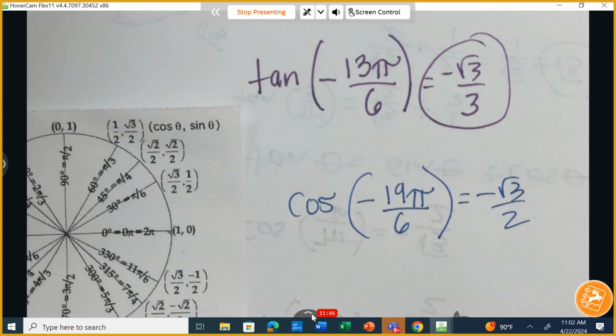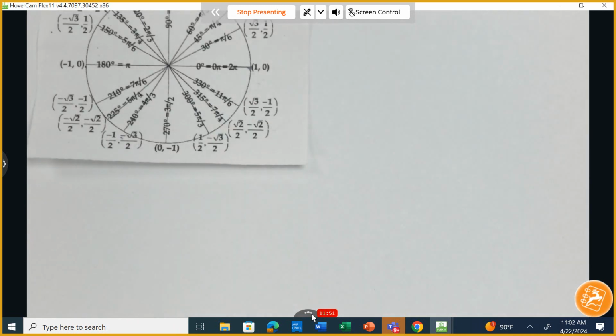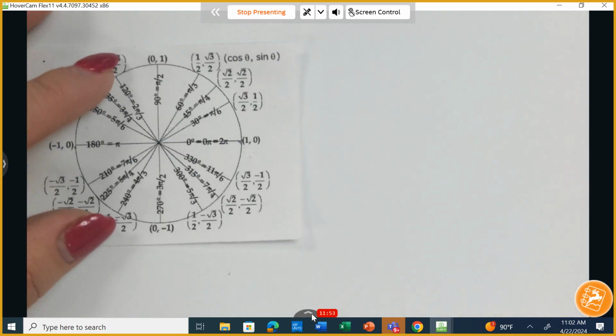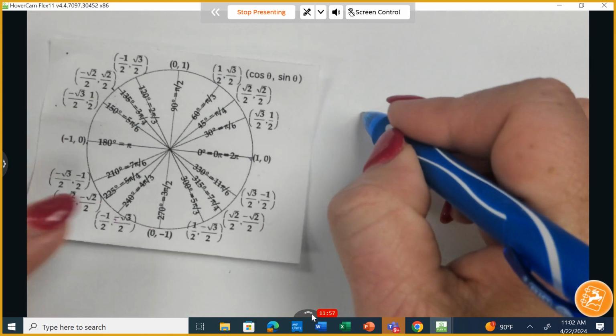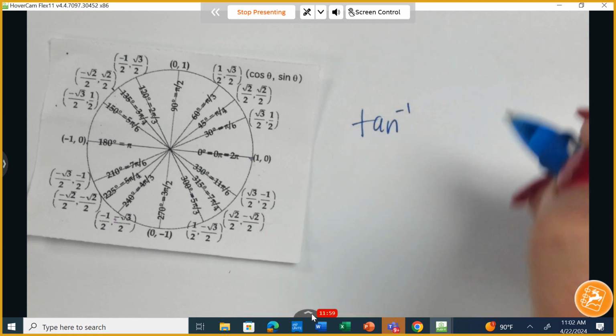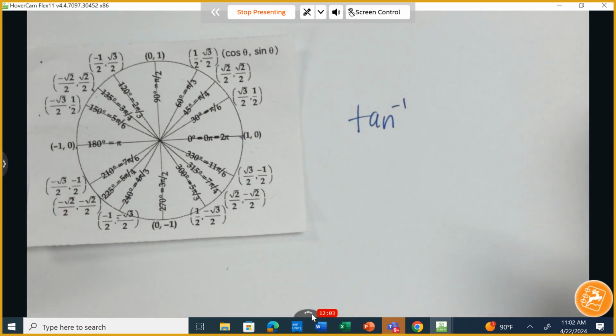So next up, I want you to try it on your own without your partner's help to see if you can do this. And then you're going to check with your partner. I will not call on anybody. Let's see, can you do this? Inverse tangent. I don't think you're going to get it. But good luck.